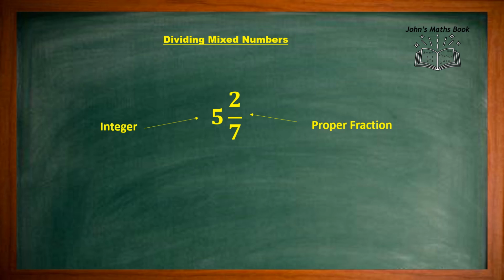The fractional part should be a proper fraction. A proper fraction is where the numerator is less than the denominator, and as we can see, the numerator of 2 is less than the denominator of 7.